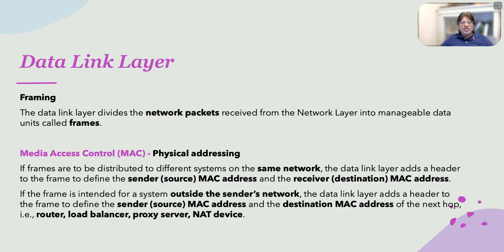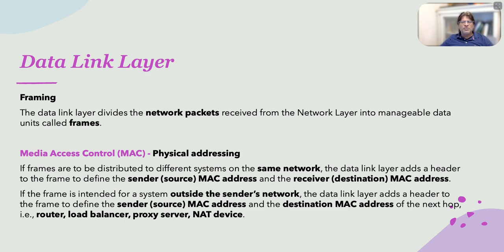And the destination MAC address in this case is going to be the next hop. So you can see slight differences in here. In the first case, if the receiver is on the same network, then the information being encapsulated here is going to be the receiver or destination MAC address. But if the receiver is outside the sender's network, then the destination MAC address is the MAC address of the next hop. So where can this frame be sent so that it gets to the right destination?